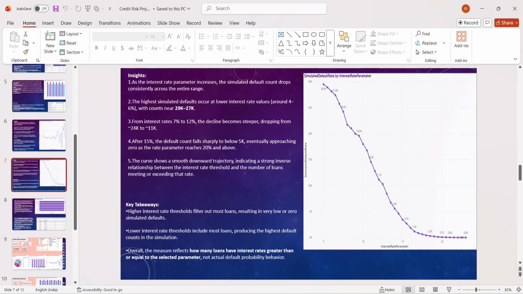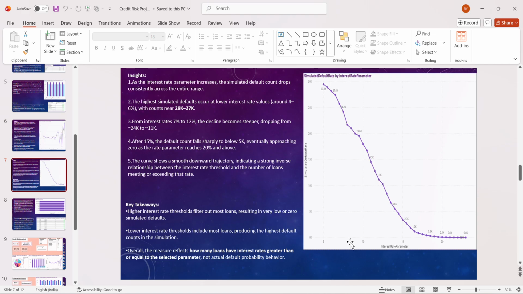After 15%, we see the default count falls sharply to below 5k, eventually approaching zero as the rate parameter reaches 20% and above. So the curve shows a smooth downward trend, indicating a strong inverse relationship between the interest rate threshold and the number of loans meeting or exceeding the rate.